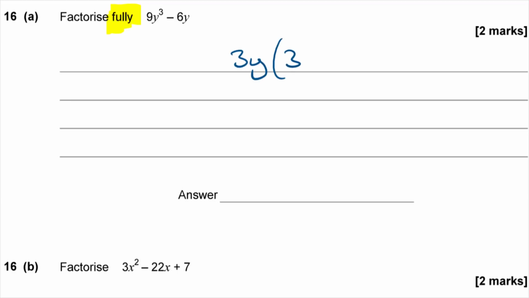3y times 3y squared is going to give me 9y cubed, and 3y times 2 is going to give me 6y. So that's what I'm going to get: 3y(3y squared minus 2).